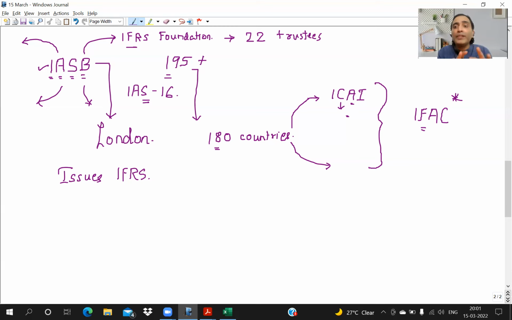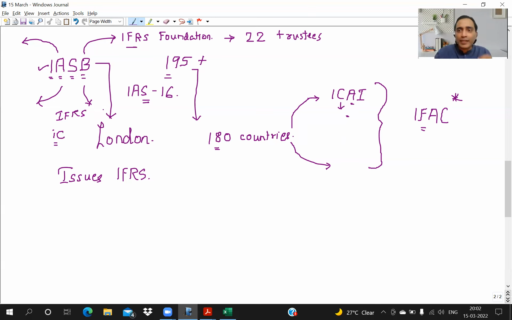Now, how to apply a particular accounting standard in a particular situation? IASB will not come and interfere. The industry can contact a body called the IFRS Interpretation Committee, IC.